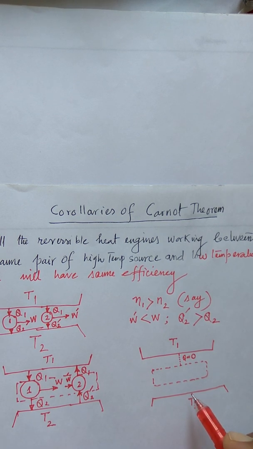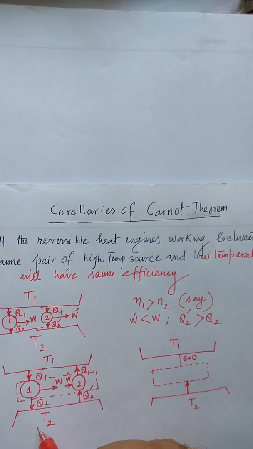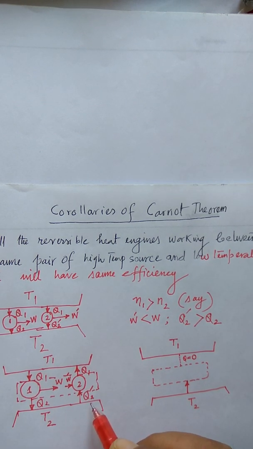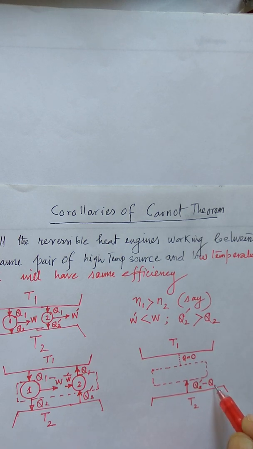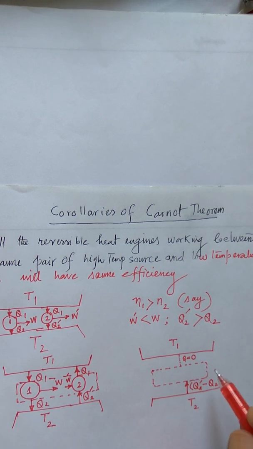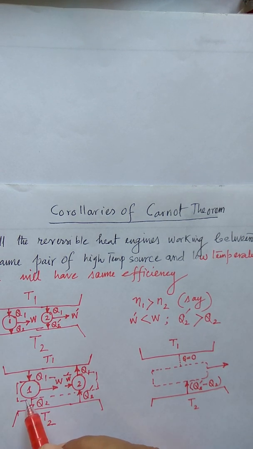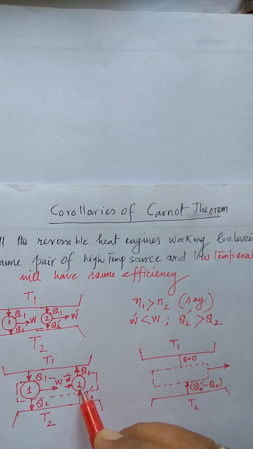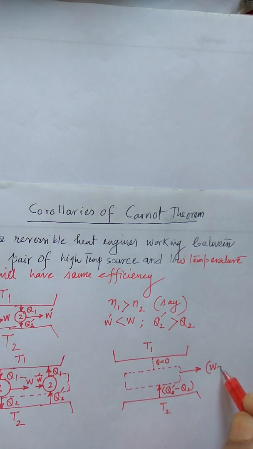But what is the interaction of this single device with the low temperature sink? It is taking Q2 dashed amount of heat and giving back Q2 amount of heat. Q2 dashed is more than Q2, so the net heat taken from this low temperature sink is Q2 dashed minus Q2, and what it is delivering? See, this part is developing W amount of work, and this part is absorbing W dashed amount of work. So the net work delivered is W minus W dashed.